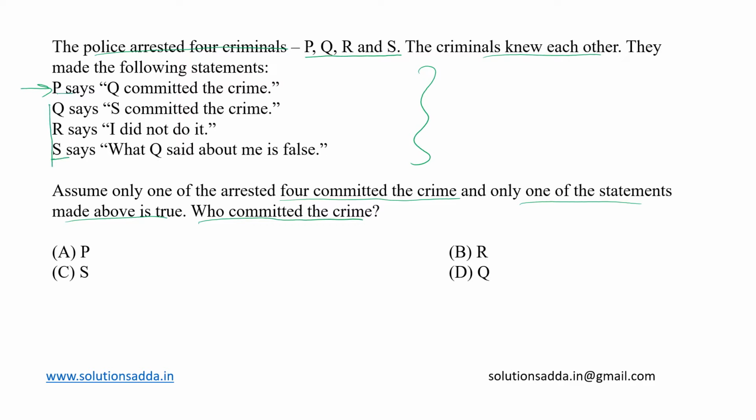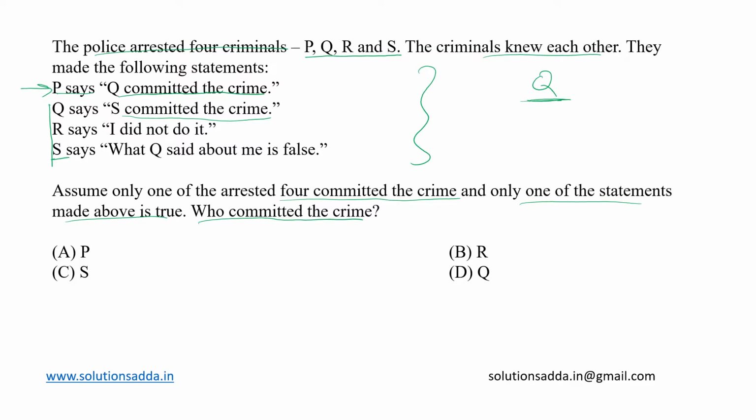So let us see what P is saying. Q committed the crime. For the time being, we will assume that Q is the criminal. Now let us see if the other three statements support this claim or not. We shall take the negation of all the three statements because they are not speaking the truth as per our assumption. Q is saying S committed the crime. Its negation would be S has not committed the crime. So yes, that supports our claim.